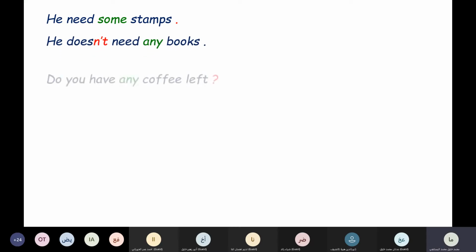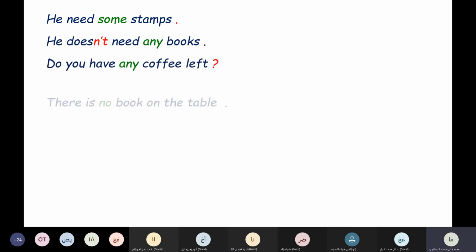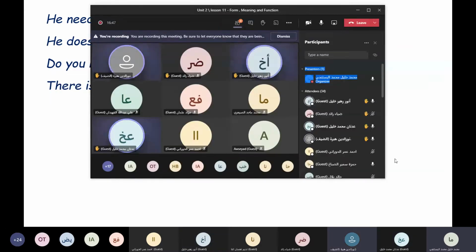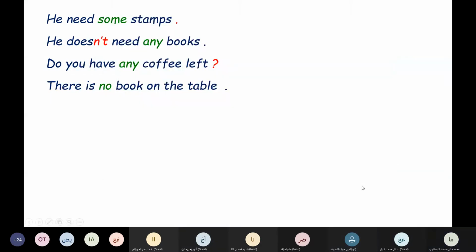Look at the examples. Who can read the examples? Can I read? Yes, Anwar. He needs some stamps. This sentence is affirmative, yes. He doesn't need any books. We have a negative and we use any.